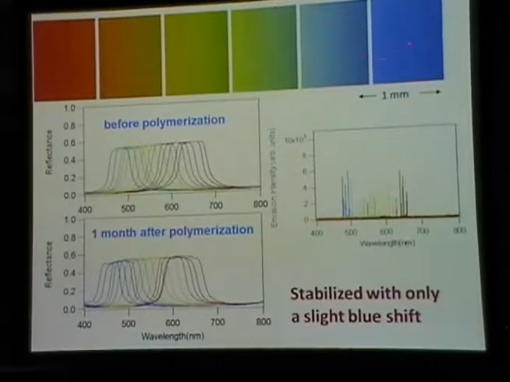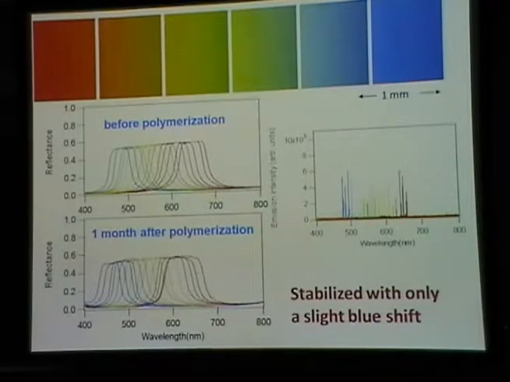Then this is the photograph of a real cell. You can see a line here. This is the discontinuous change of the pitch, as I mentioned before. But you see a very clear change of the pitch from the red side to the blue side can be obtained.